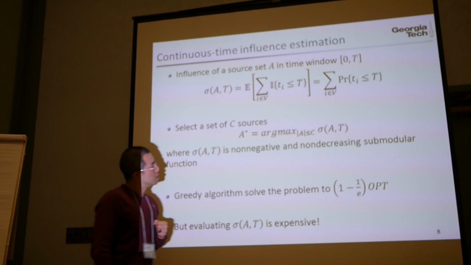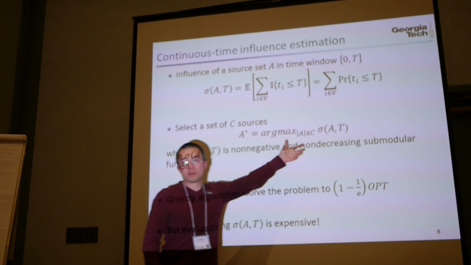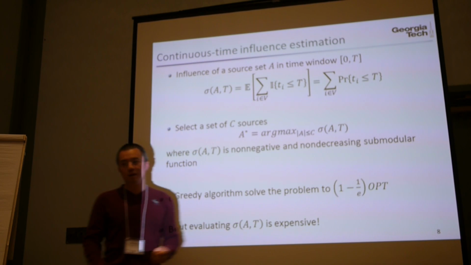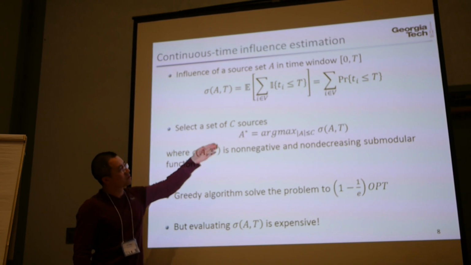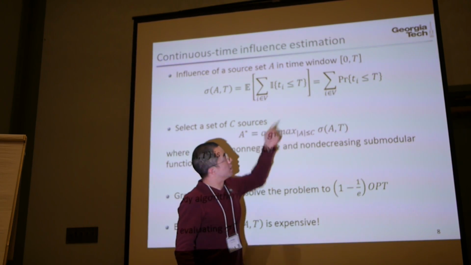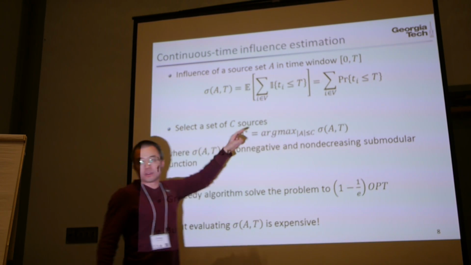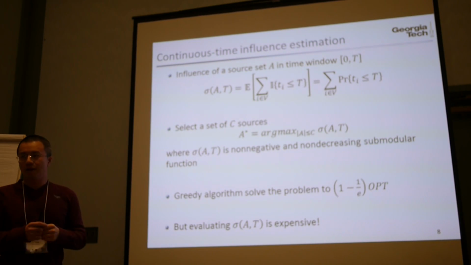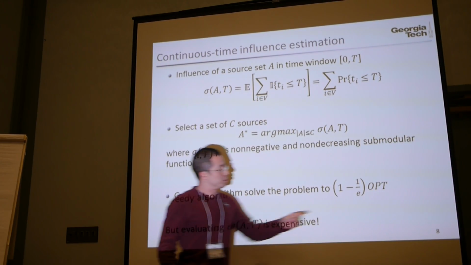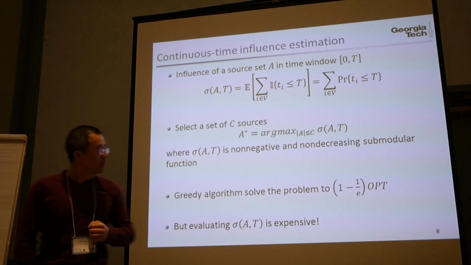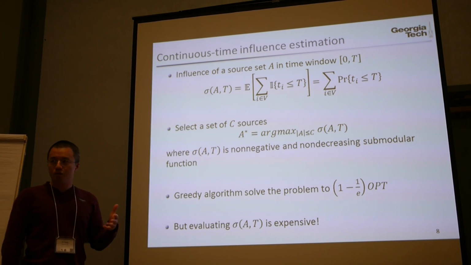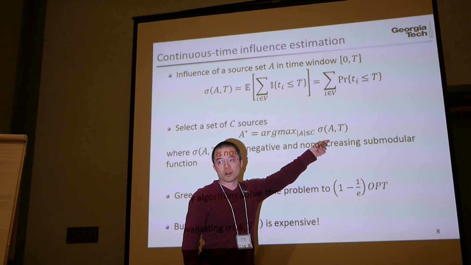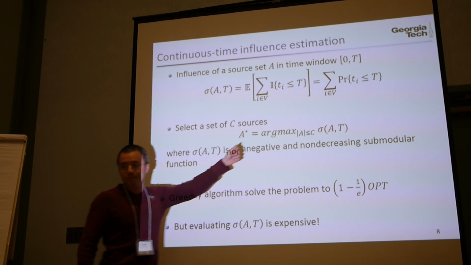You try to select a set of nodes A with size smaller than or equal to C, such that this influence is going to be maximized. This function has some nice properties you can prove about it. It is a non-negative, non-decreasing submodular function. You can use a very greedy algorithm to solve it and obtain a solution which is very close to the optimum. But the catch is, in order to run this optimization problem, you will need a very efficient way to evaluate this objective function under this diffusion model.